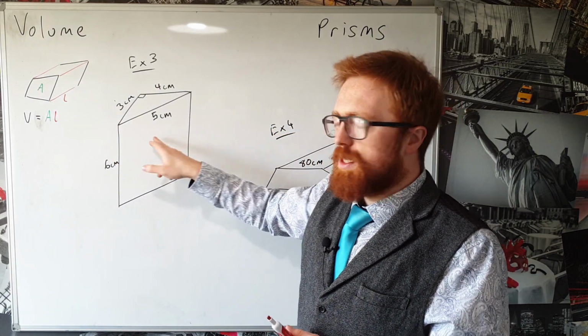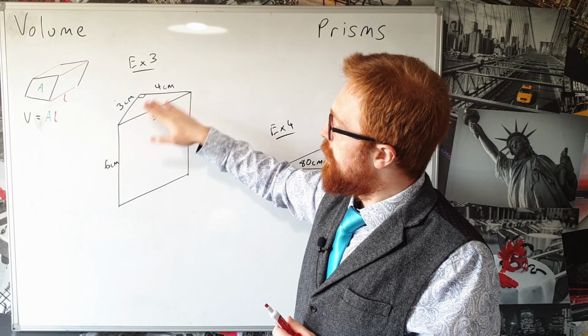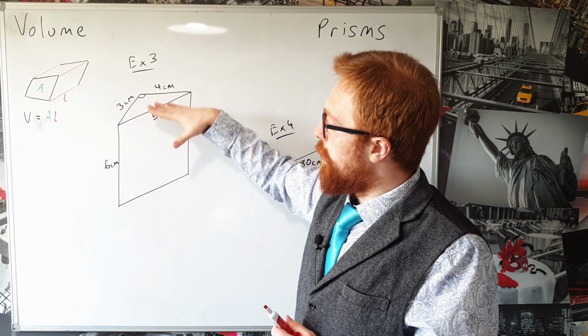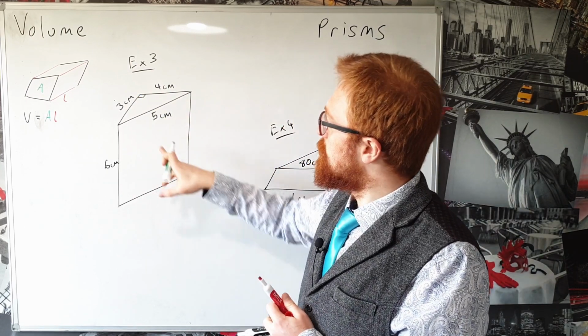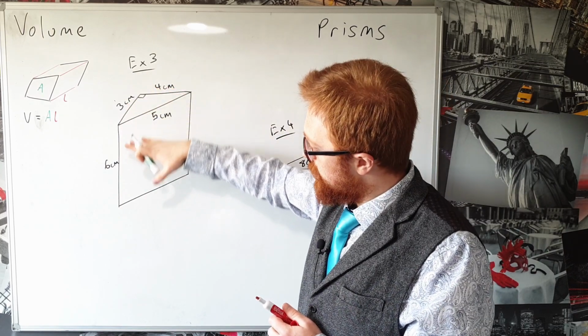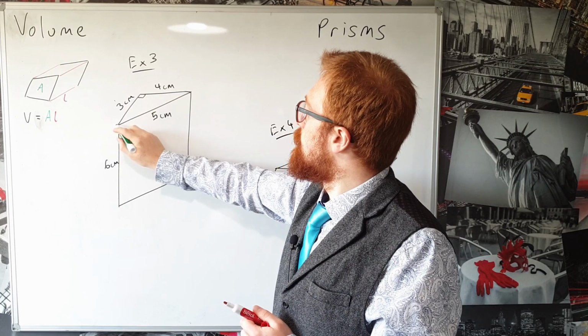So what we need to do is be really careful about exactly which face we find the area of, and we need to be really clear on which face has been stretched to make this shape. And in this case, it's actually this triangle that has been stretched to make the triangular prism. So that triangle is the one that we need to find the area of.